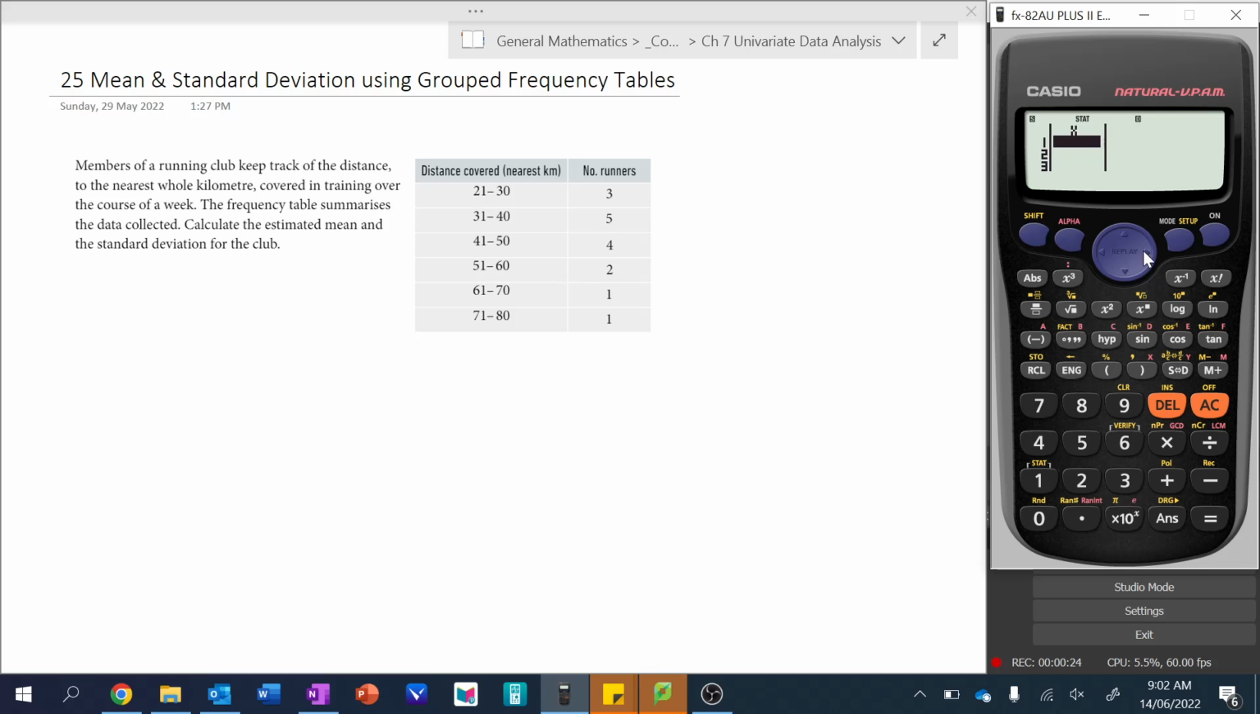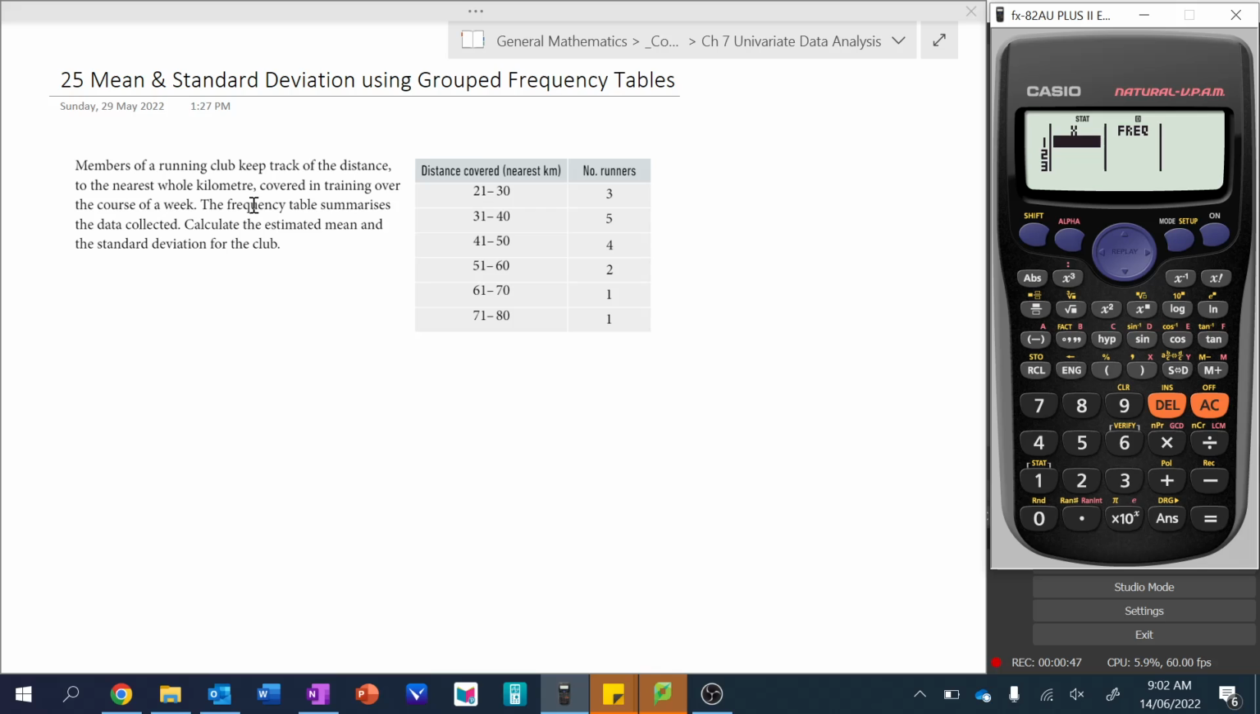And I can put in my frequency, but I can't type in 21 to 30 because it'll just assume that means 21 minus 30, which is -9. And that's not what that means. So we need to come up with a number that's going to represent this group here. So I can put it in the calculator.